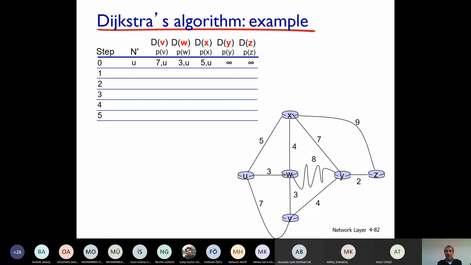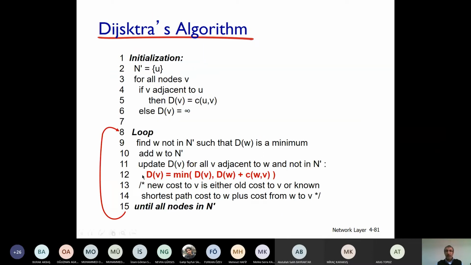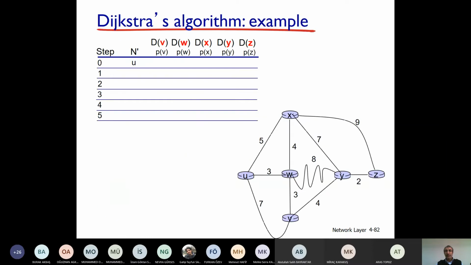And then according to the algorithm, we're going to choose the minimum, the least cost path. So what is the least cost path in this case? This one has a cost of 7, this is 3, this is 5. Which one is the minimum? Of course, the 3 one, the W node. That's why we add W to the N prime set.